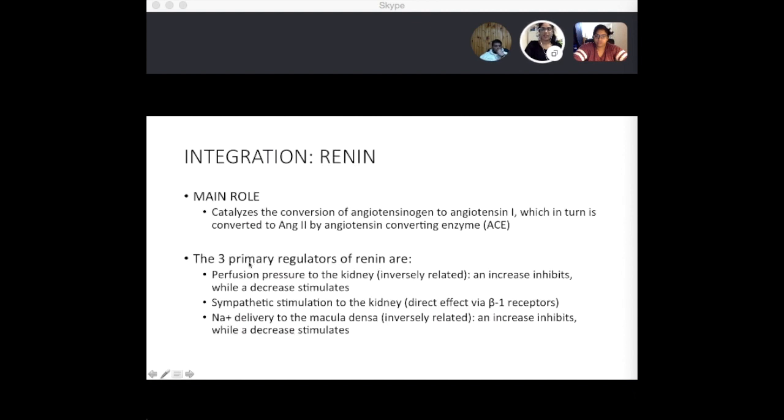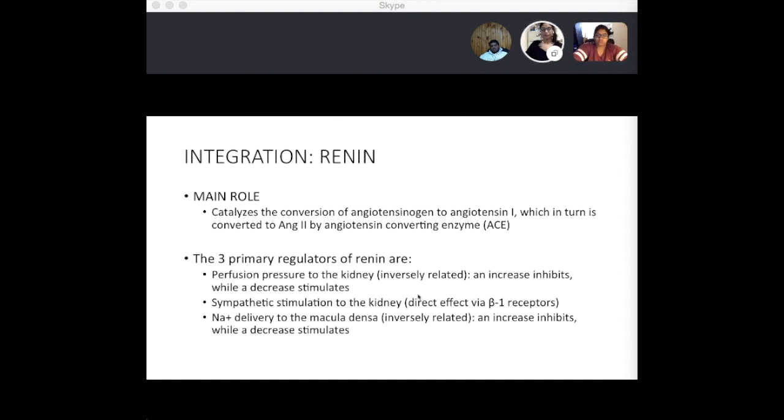Okay. And then the last regulator that we need to talk about is renin. The main role is that renin catalyzes the conversion of angiotensinogen to angiotensin 1, which in turn is converted to angiotensin 2 by ACE. The three primary regulators of renin are going to be, first, perfusion pressure to the kidney. And this is an inverse relation.